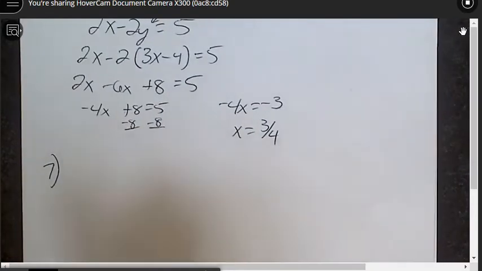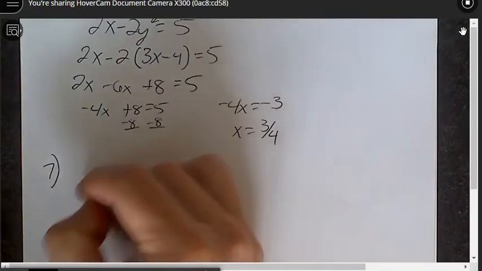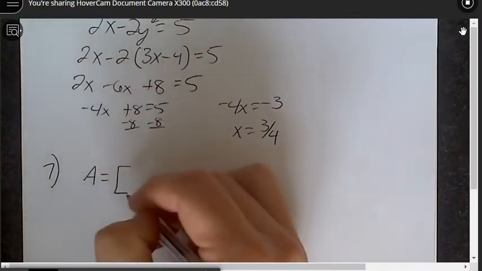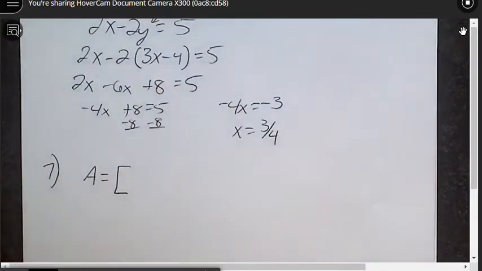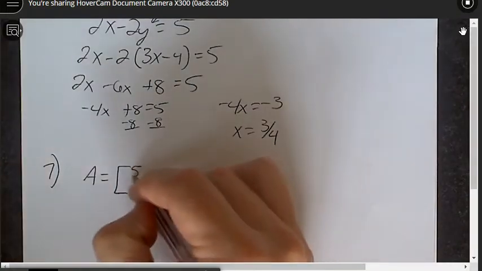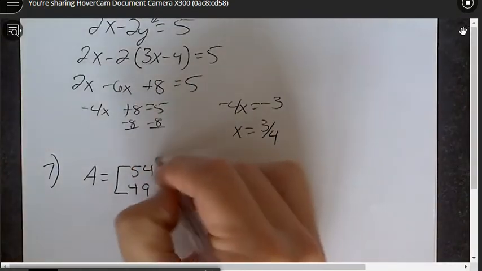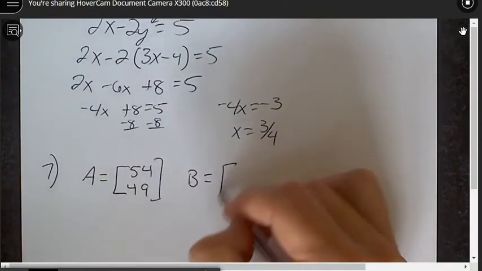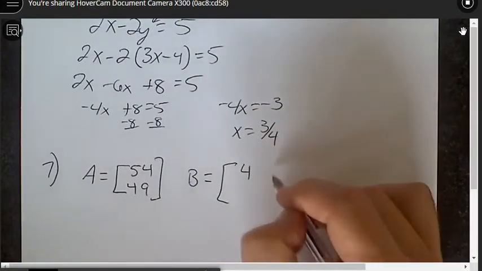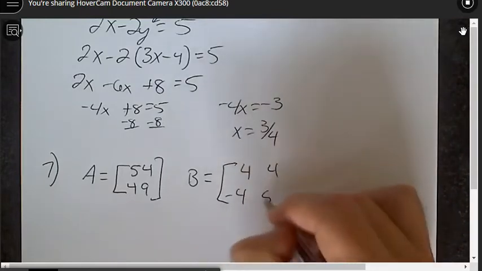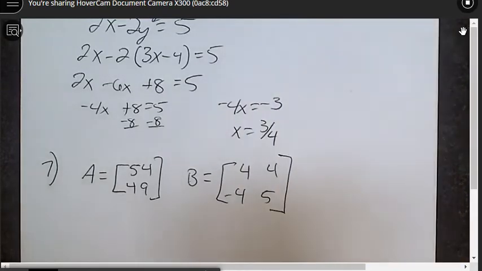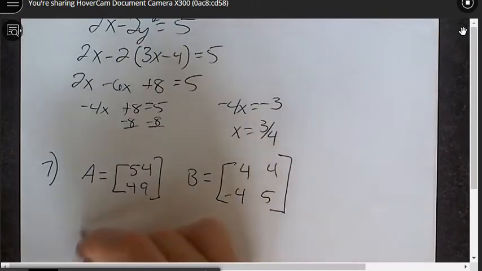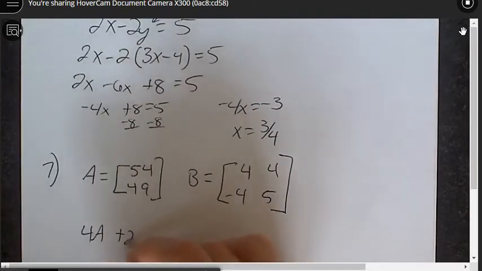Okay, number 7 gives you that A is 5, 4, 4, 9. B is 4, 4, negative 4, and 5. And we've got to find 4A plus 2B.